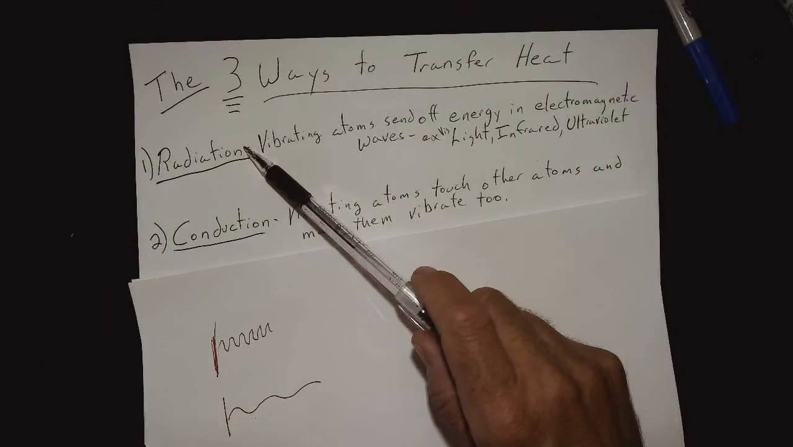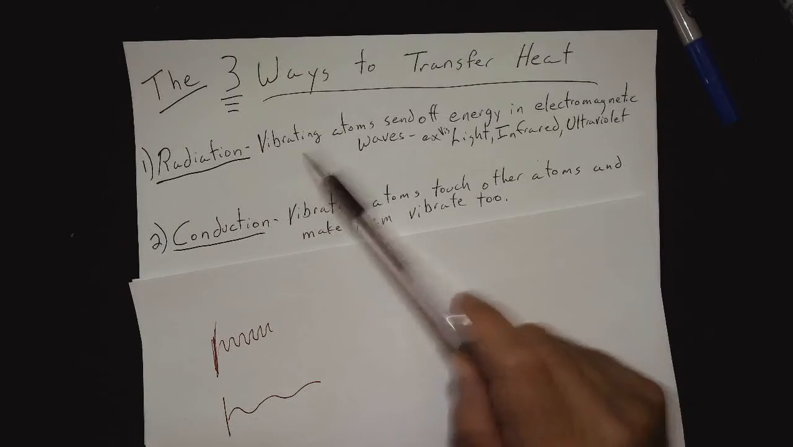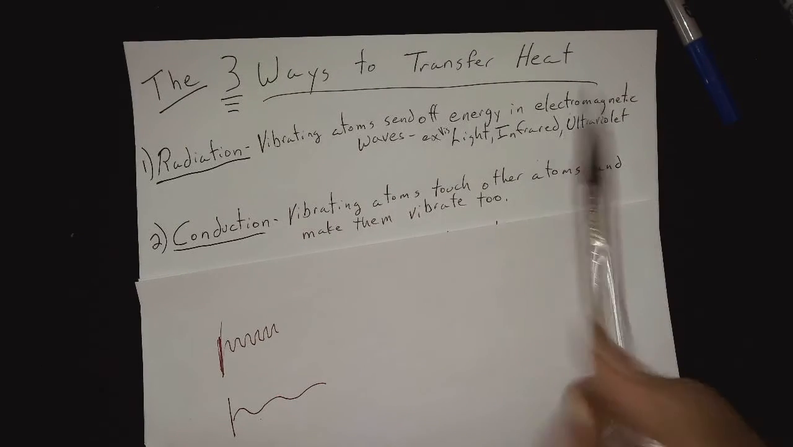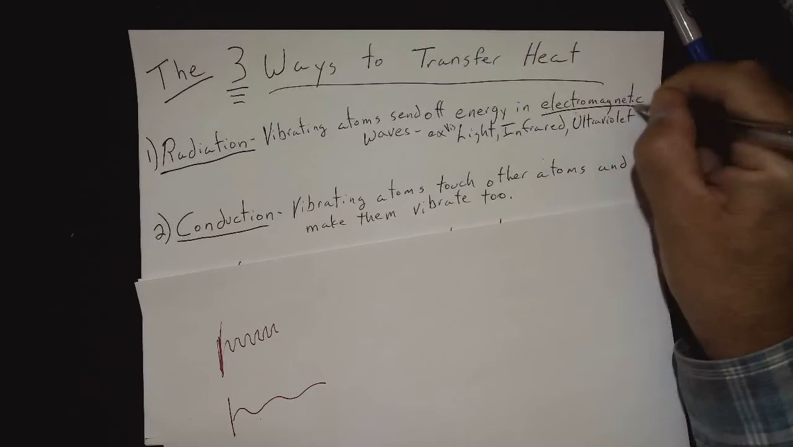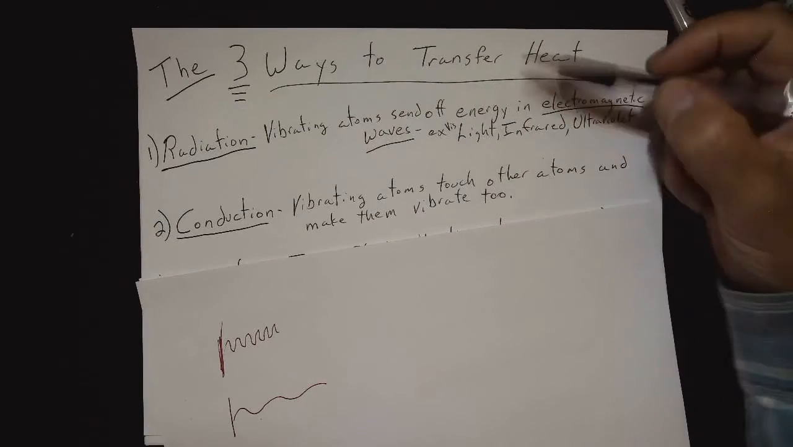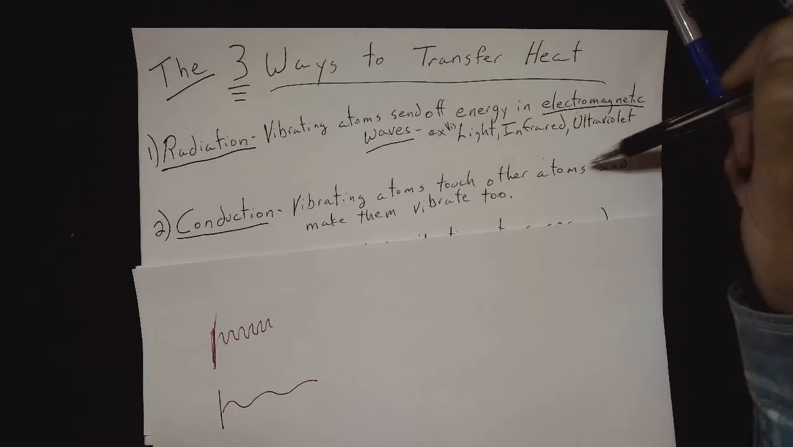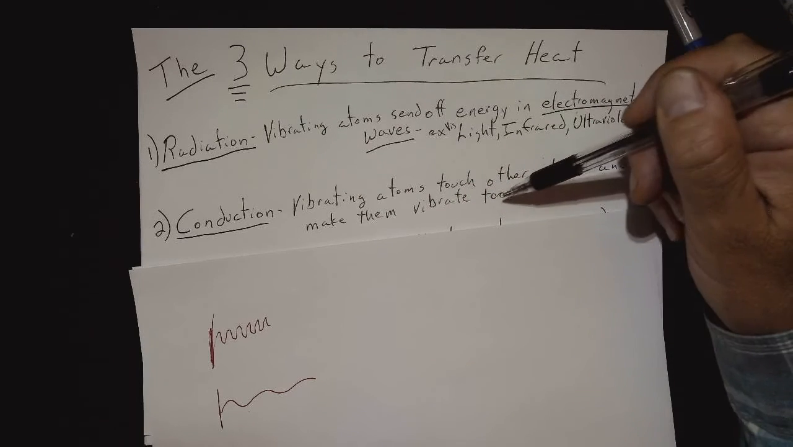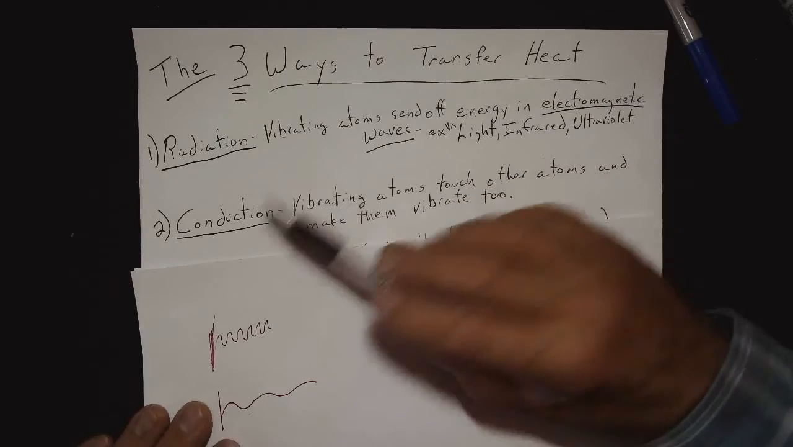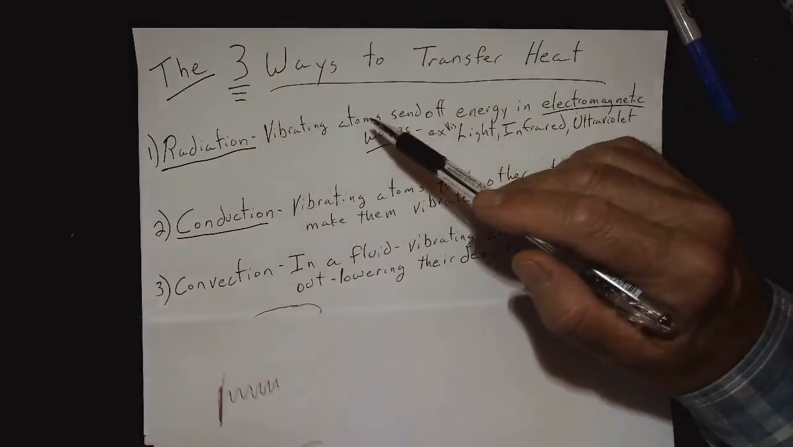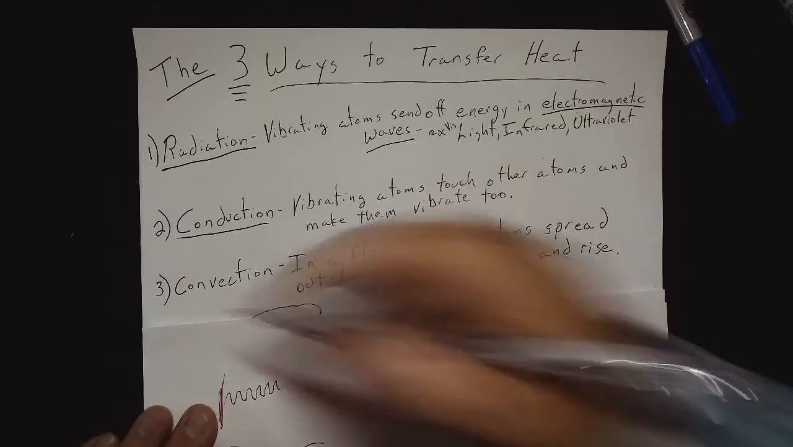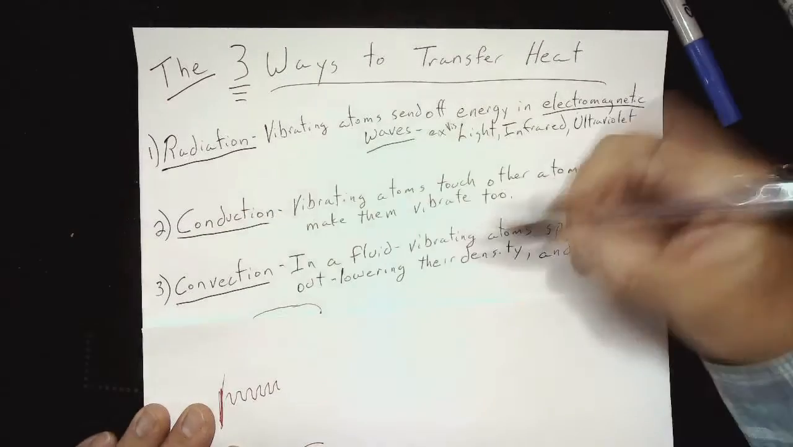So, first is radiation. The vibrating atoms are sending off energy in electromagnetic waves, right? This is the electromagnetic spectrum you can find on your reference tables. Second way is conduction. Vibrating atoms are touching other atoms and making them vibrate too. Well, the third way has to do a little bit more with conduction, and it's convection. Convection is in a fluid.